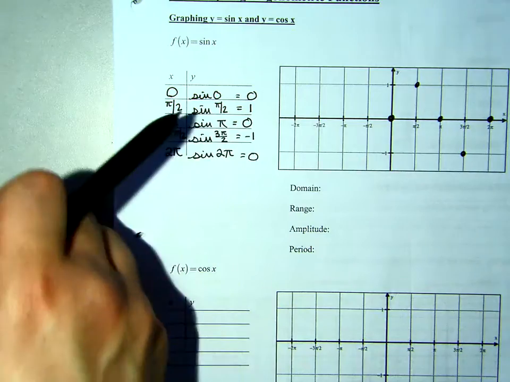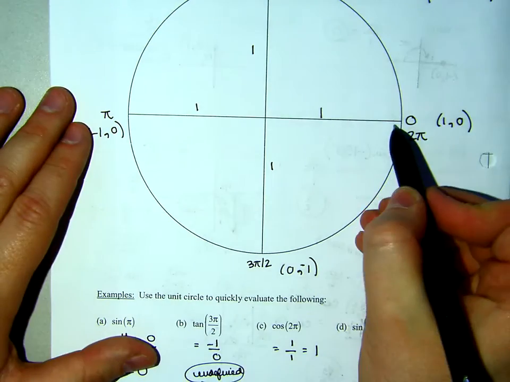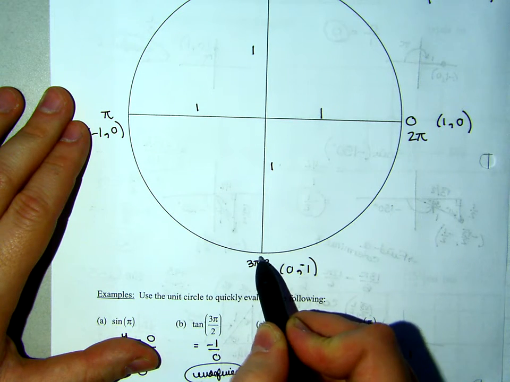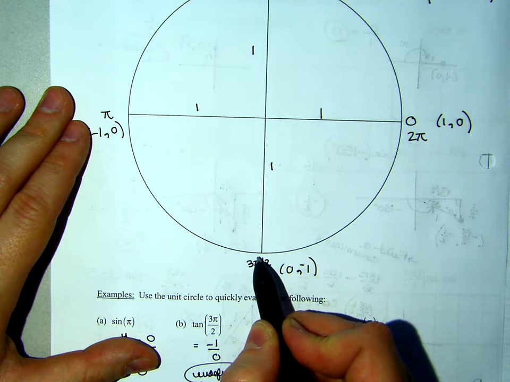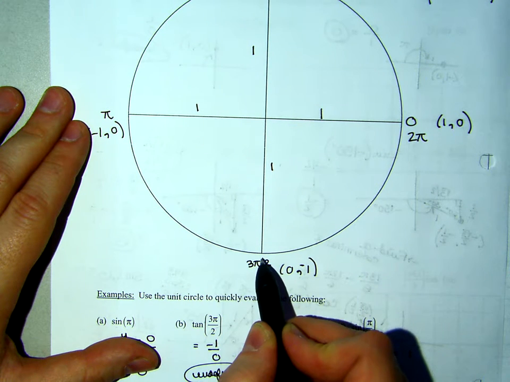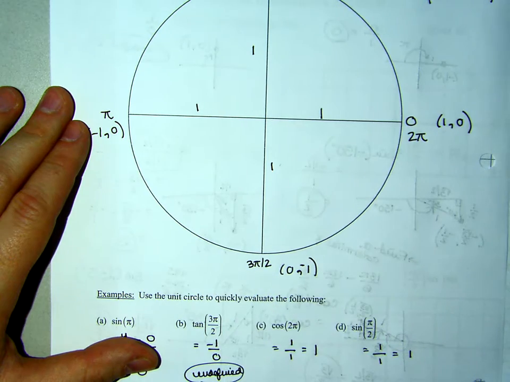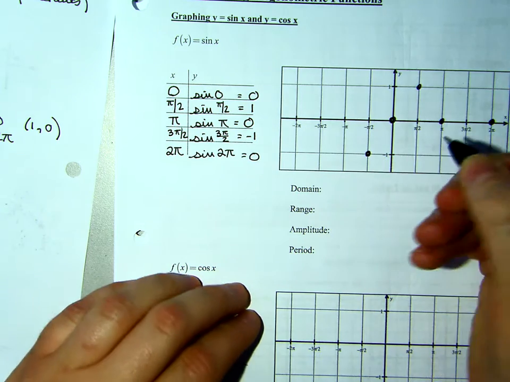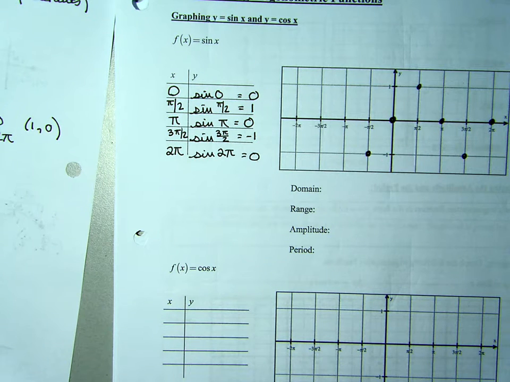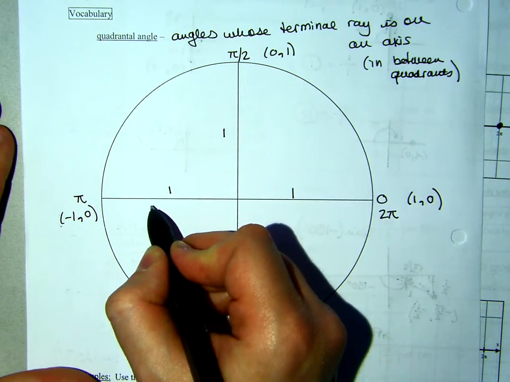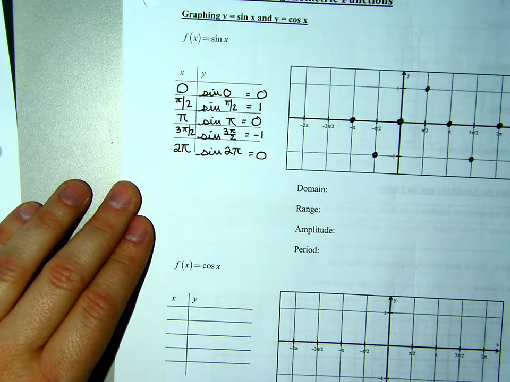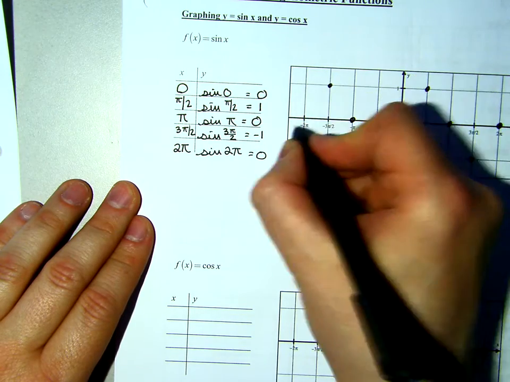Negative pi over 2. Well, going back to our unit circle, if this is pi over 2, isn't this angle negative pi over 2? What's the sine down here at negative pi over 2? Negative 1. Negative pi. What's the sine of negative pi? 0. It's going to keep repeating and bouncing. I'm going to get a 1. I'm going to get a 0.